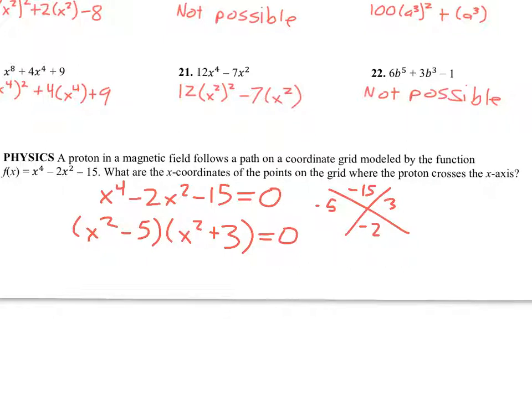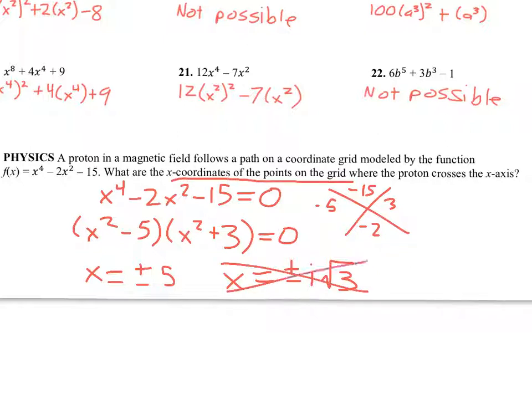So we're going to get 4 x values. Moving the 5 to the other side, and then square rooting both sides, we get plus or minus radical 5. And then moving the 3 to the other side, and then square rooting both sides, we get plus or minus i radical 3. They said x coordinates of points on the grid, so I don't think these count. So we have our 2 x coordinates. The other 2 were complex.